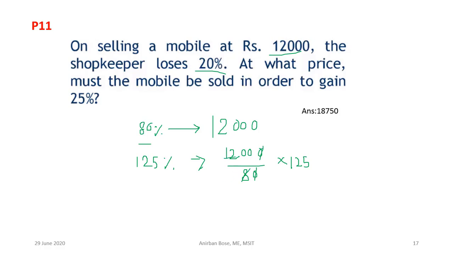So what is that? 8 into 15 is 120. So 150 into 125. You just calculate 150 into 125, you will get 18750. Okay.